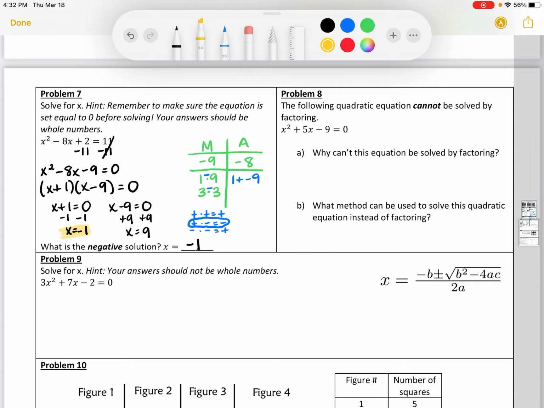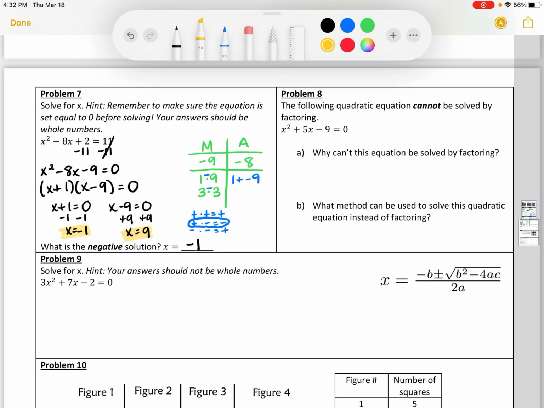And these are the two solutions. Okay. If it asks you for just one of the solutions, like the negative or the positive solution, you still have to do all the work and you still have to get both. It's just asking us to put in the blank that specific solution.